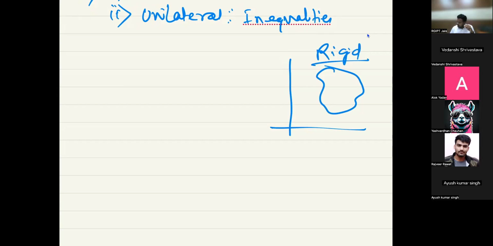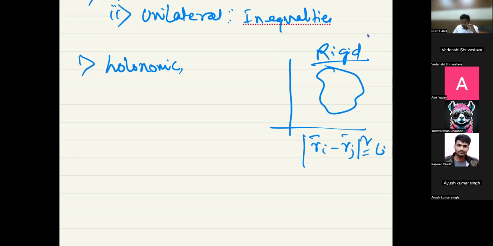So in case of a rigid body, the constraint will be holonomic because the rigid body relation is basically Ri minus Rj equal to Cij, that is, the distance between two particles is always constant. So that is a holonomic constraint. And this also does not depend on time. So this is scleronomic.